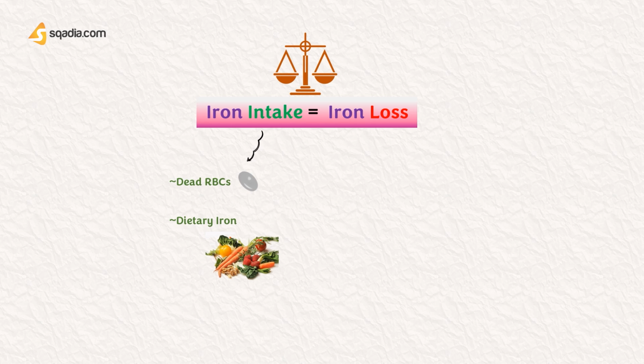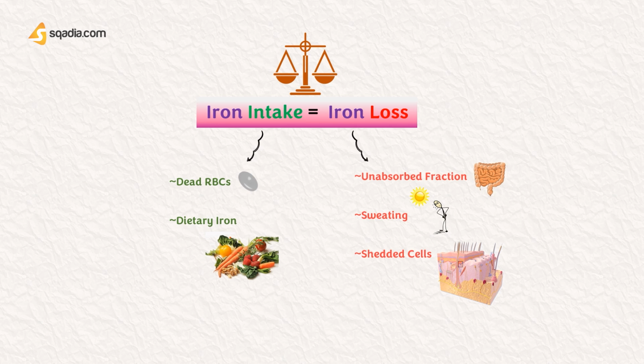On the other hand, iron loss is observed in three basic ways. First of all, iron moves out of the body without getting absorbed from the gastrointestinal tract. Secondly, sweating plays a significant role in loss of iron. Additionally, shed skin cells are also a culprit for the loss of iron.